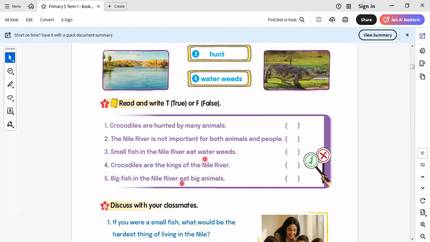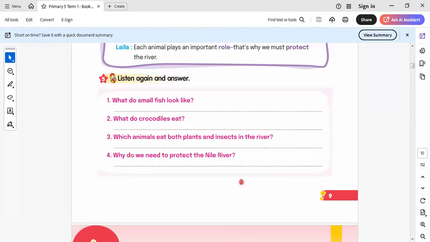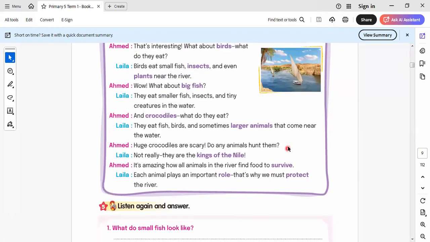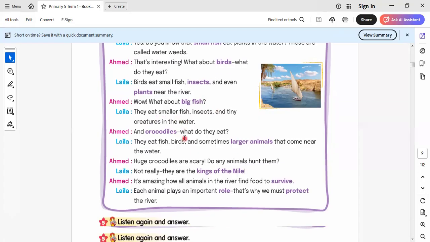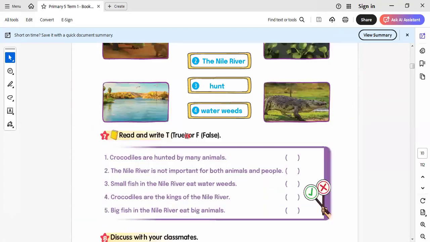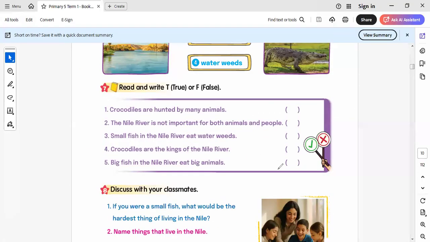Here it says big fish in the river Nile eat big animals. No, the big fish eat smaller animals, not big animals. So here it will be false. This one will be false. Here it will be true. Small fish eat water weeds. Yes, it's true. The River Nile is not important. No, false, because it's important for both. Crocodiles are hunted by many animals. It's false.